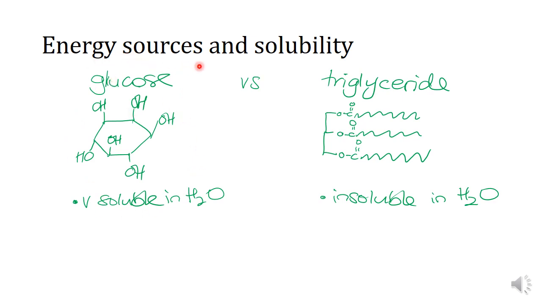So in terms of energy sources and solubility, fats are super good for long-term energy storage. Carbs are super useful for short-term energy storage and also transport. It's hard to transport fat in the body unless you want to get into the HDL, LDL stuff that we were talking about before. But with glucose, we can transport it comparatively easily because it is so soluble in water.